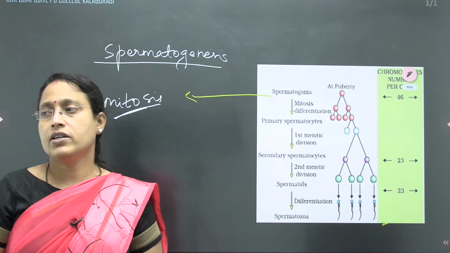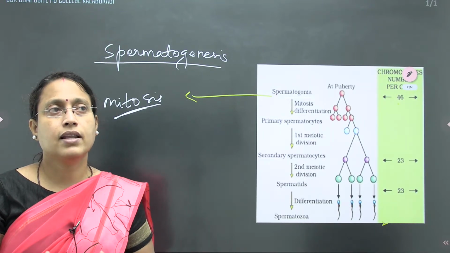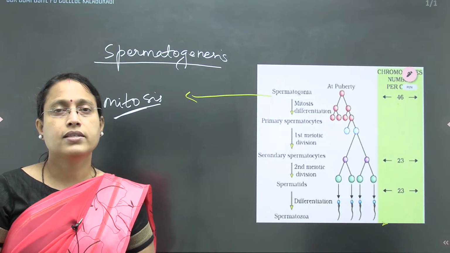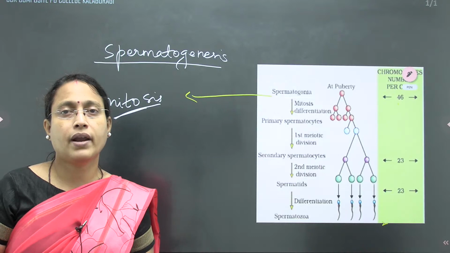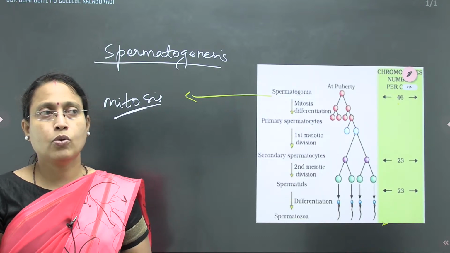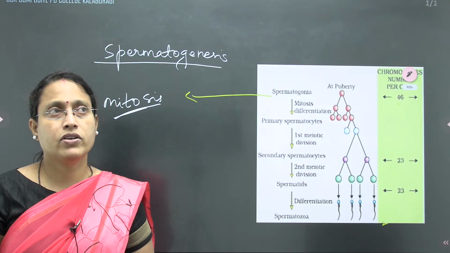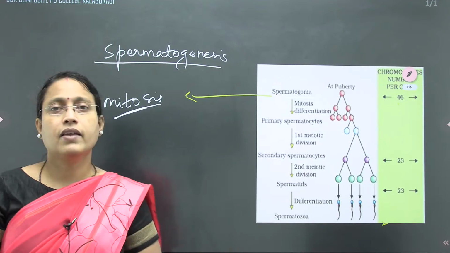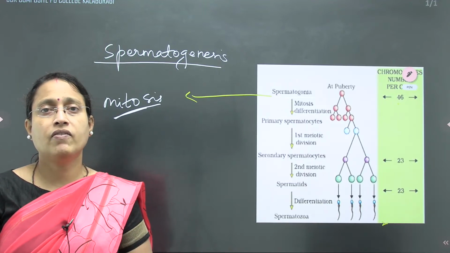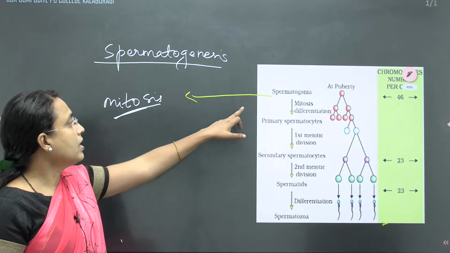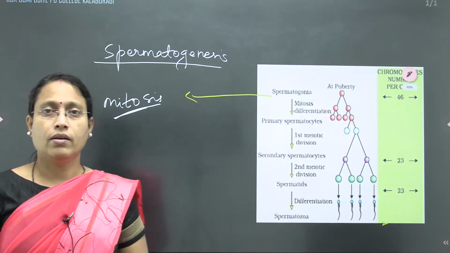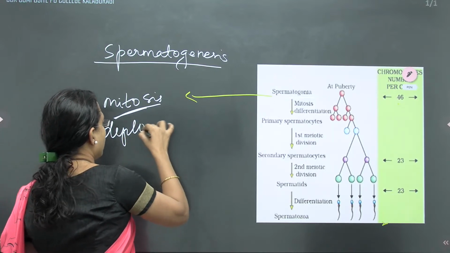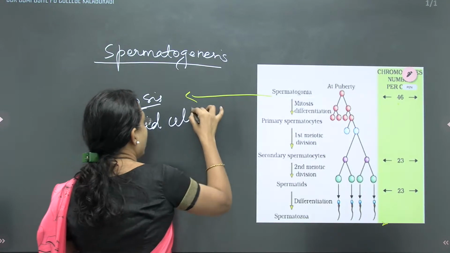What is a mitotic division? You all know already. Mitosis is a cell division where the chromosome number of the daughter cells is the same as the chromosome number of the parent cell. When the chromosome number is equal, that kind of division is called an equational division. So mitosis is an equational division, and the cell capable of undergoing it is spermatogonia. Spermatogonia is a diploid cell.